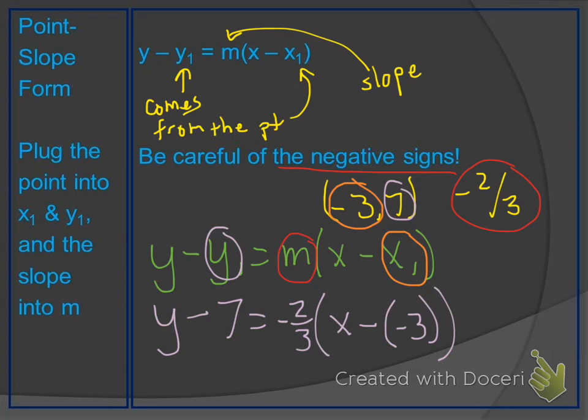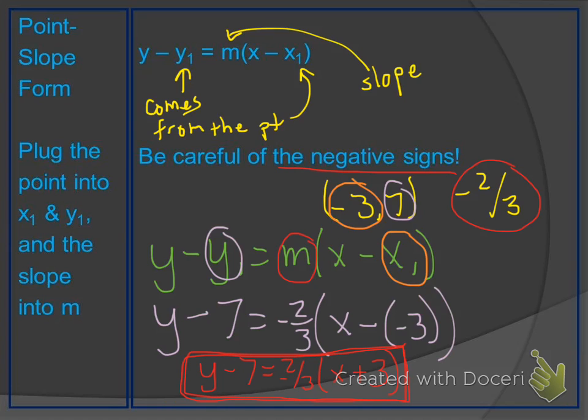Okay, remember, minus and negative. So really, it's going to be y minus 7 equals -2/3 times the quantity x plus 3. And there's my equation. Okay, pretty easy, right?